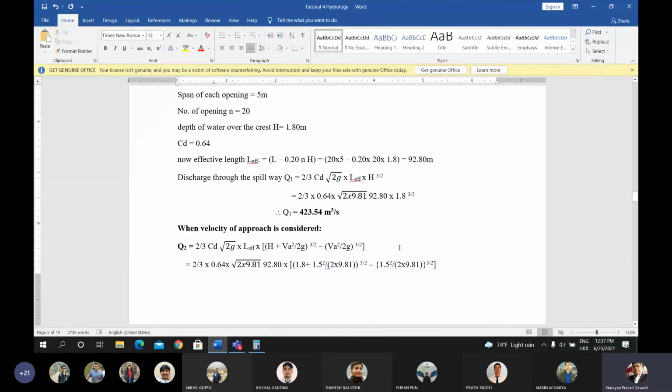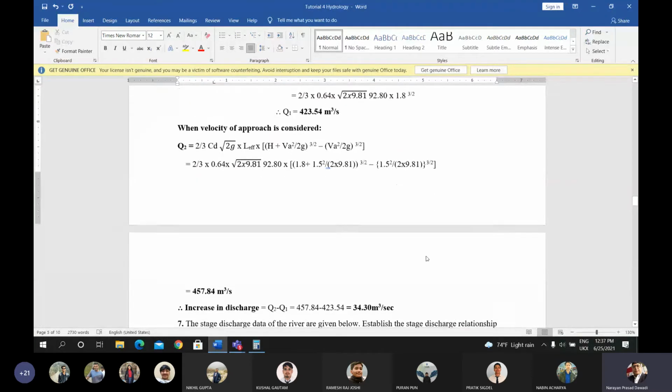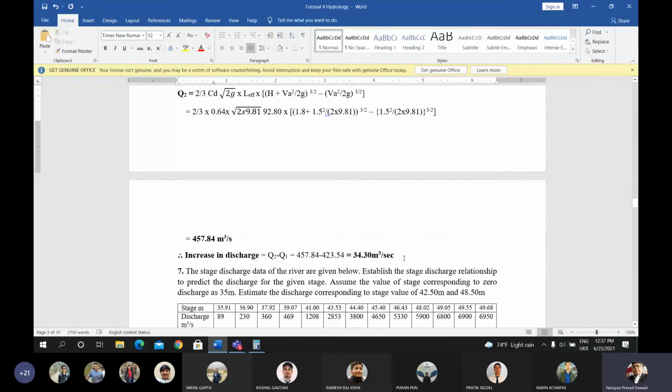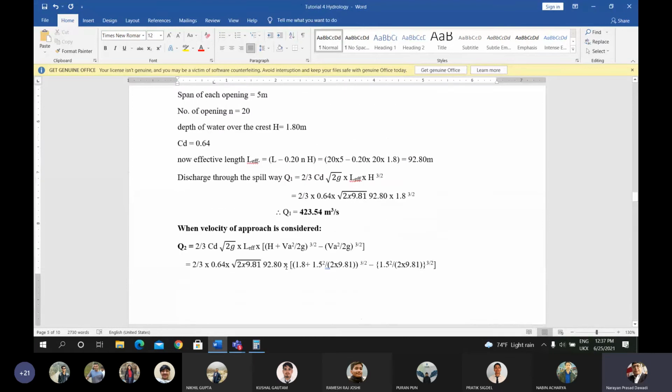After getting this, the discharges can be calculated according to the question. The difference is asked, so the difference will be this. In the question, you may be asked what percentage of discharge is increased when the velocity of approach is considered. In this way, you can be asked. Then the increased discharge is divided by 423.54 into 100, and you will get the answer in terms of percentage.